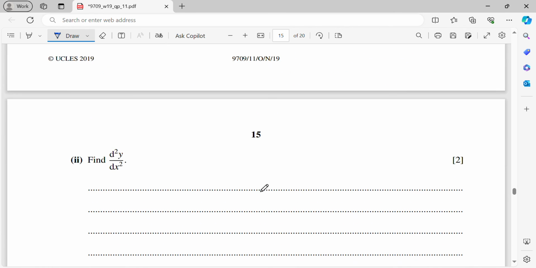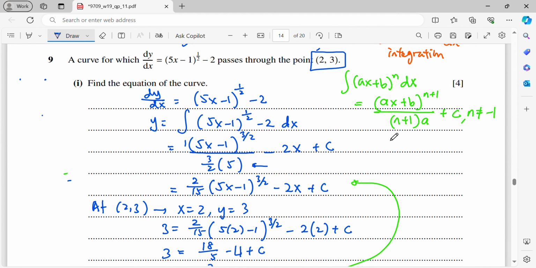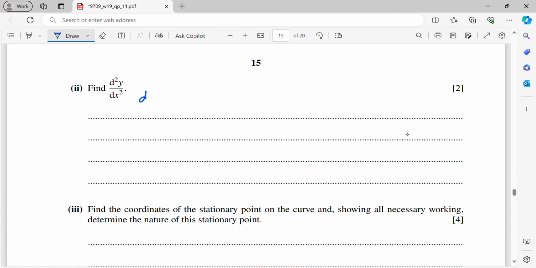Now, part 2, find the second derivative. So for the second derivative, I need to copy the solution from the dy dx first. So now I will rewrite this. dy dx equals (5x minus 1) to the power of half, then minus 2.